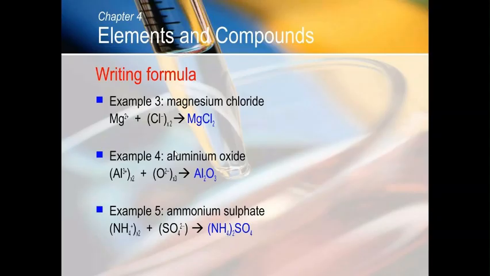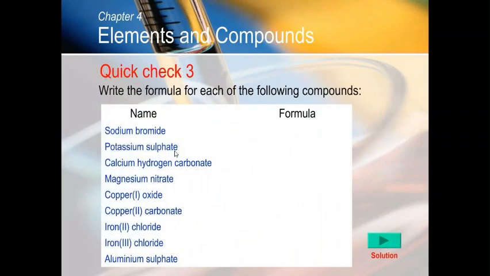We have aluminum oxide, and we have ammonium sulfate, and so likewise. So, just a quick check. You could write the formula for each of the following compounds. You could stop the video and pause it right here, and write in your formula for the following compounds.